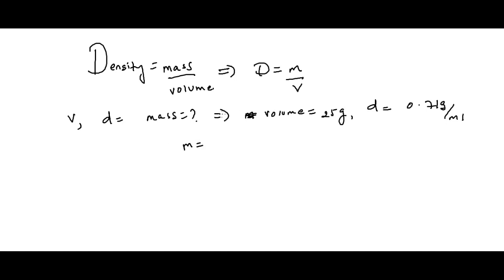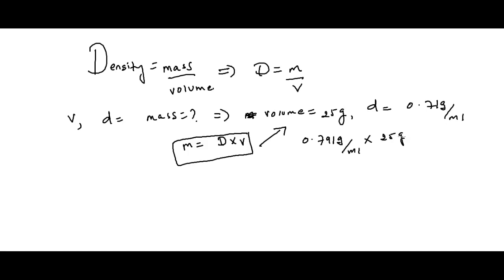If you look at the previous formula, density is equal to mass over volume. Mass can be calculated as density times volume. This can be a very appropriate formula to solve this problem. So we basically substitute the numbers that we have here. The density is 0.791 gram per milliliter, and the volume is 25 grams.